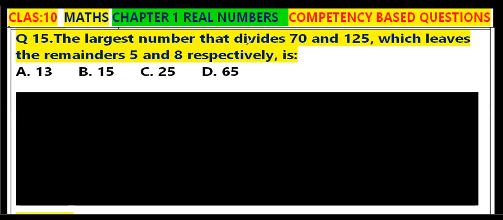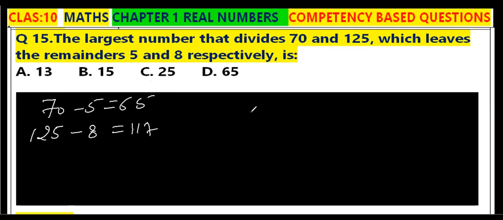The largest number that divides 70 and 125, which leaves the remainders 5 and 8 respectively. So in this case, what we do, first of all, 70 minus 5 is 65. And when you take 125, its remainder is 8, so the number is 117. 70, 125 में से 5 और 8 इनका जो रेस्पेक्टिवली रिमाइंडर्स हैं उसको सब्ट्रैक्ट करने के बाद we get 65 and 117.